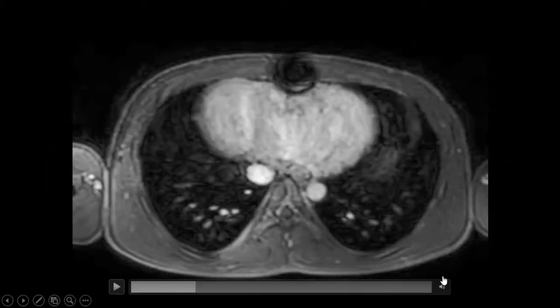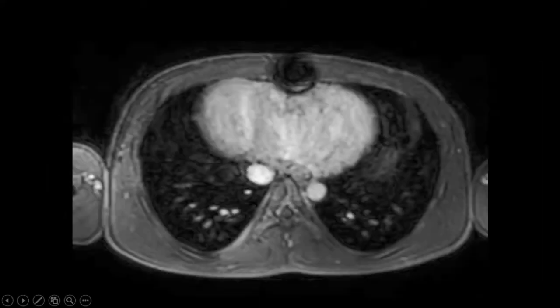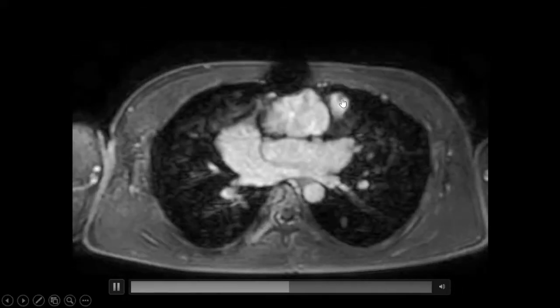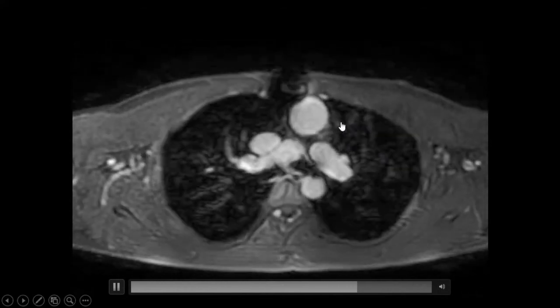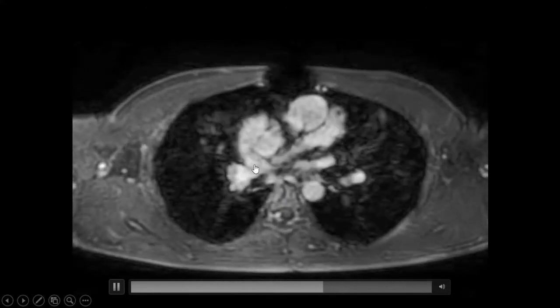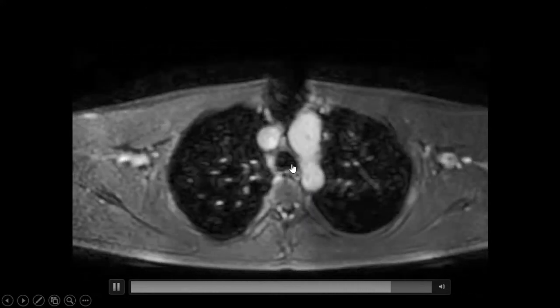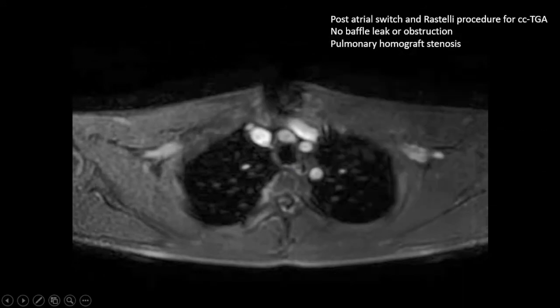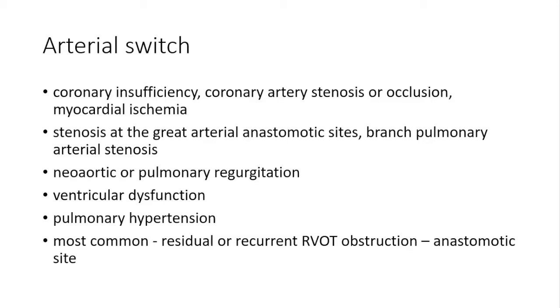This is a post-contrast 3D Dixon image to look for leaks and obstructions in the baffle. In this case, we can see that there is some narrowing in the pulmonary homograft. This is the IVC baffle, and the pulmonary venous and the SVC baffle appear patent with no leaks and obstructions. So this was a case of post-atrial switch and Rastelli's procedure for congenitally corrected TGA showing no baffle leak or obstruction with stenosis of the pulmonary homograft.